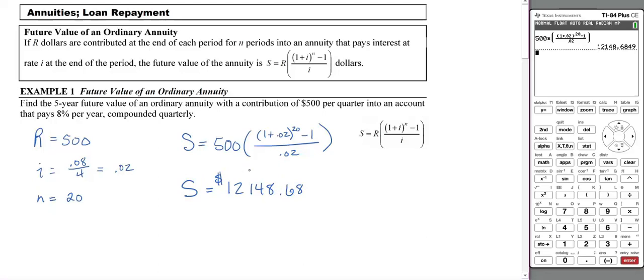So contributing $500 every 3 months into an account that pays 8% per year, compounded quarterly for 5 years, you'll get $12,148.68 as your ending balance.